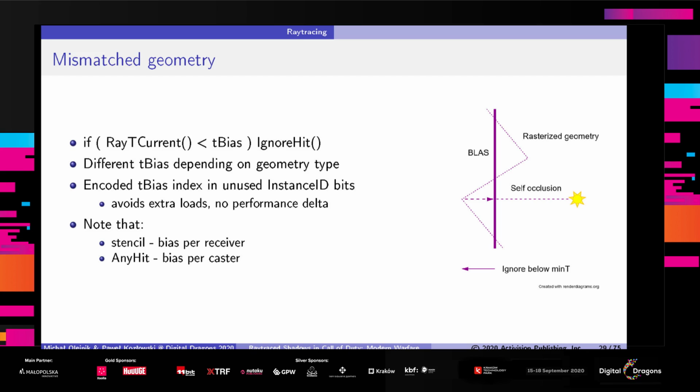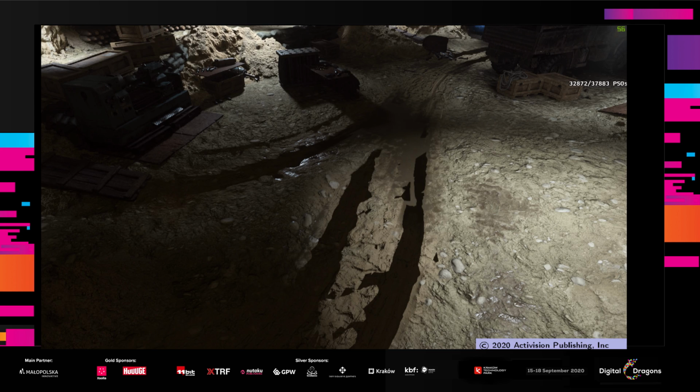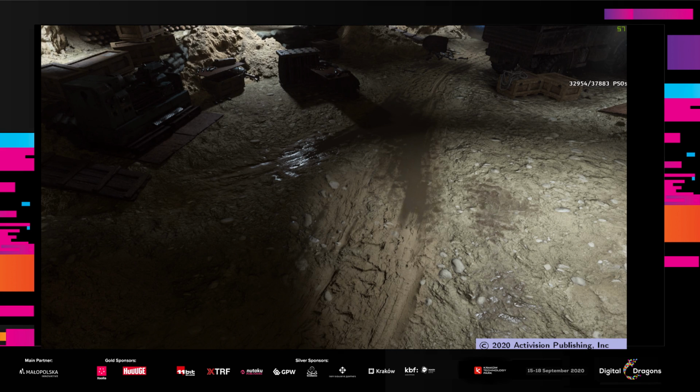Of course, the two approaches described are a bit different, because stencil biases per receiver and any hit shader biases on a per caster basis. But since we wanted mostly to avoid self-occlusion artifacts, the any hit approach was preferable anyway. Here you can see a tessellated terrain with blank spots on it due to mismatched geometry. And here it is after applying the any hit fix.